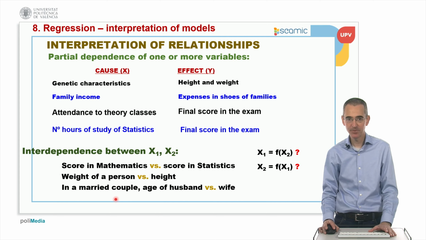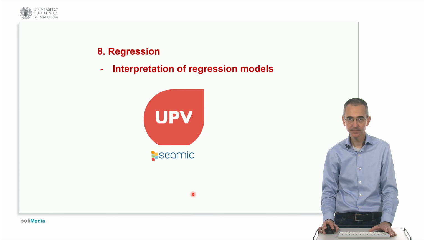Or in a married couple, we can find a positive correlation. Actually, it exists between the age of a husband and the age of a wife. But which one is the X and which one is the Y? Well, it does not make sense in this example. It's another case of interdependence. And here I finished this video about interpretation of regression models.